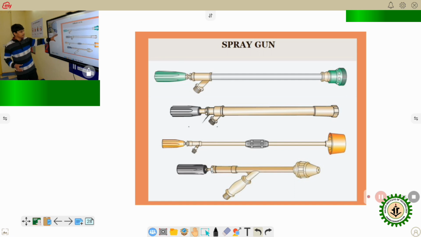So here we are presenting different types of spray guns. Different types of spray guns are here physically. You can see the part which regulates the liquid that is passing to the nozzles, and this is also a very important part of the sprayer.